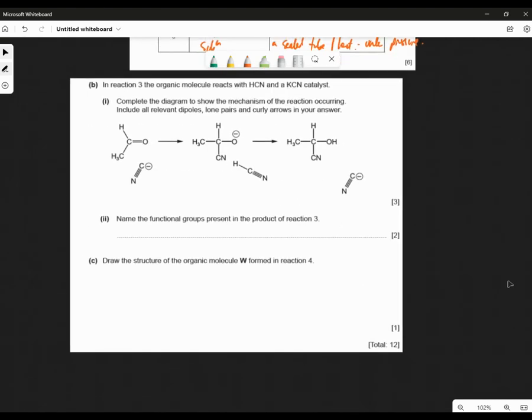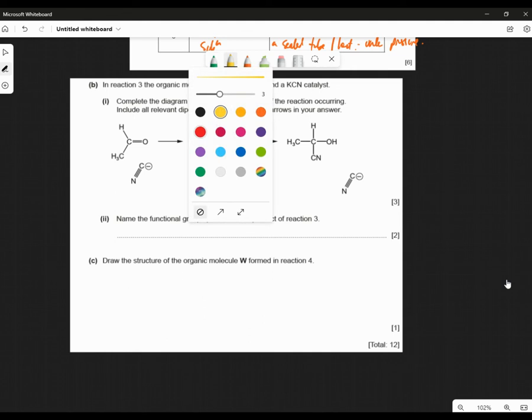In that reaction 3, the organic molecule reacts with HCN and a KCN catalyst. Complete the diagram to show the mechanism of the reaction occurring. Include all relevant dipoles, lone pairs, curly arrows, and nuances. Now, let's do this nicely. What colour am I going to use? Let me use a nice bright colour. Let me use red for this.